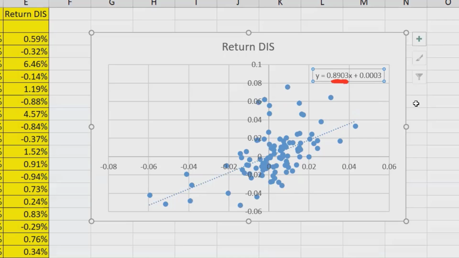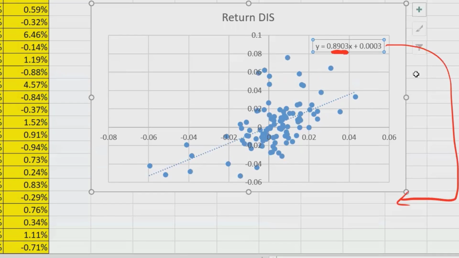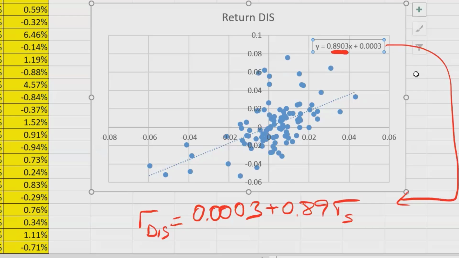So I can rewrite this equation as follows. Return of Disney is equal to 0.003 plus 0.89 times S&P 500. So the coefficient of S&P 500, 0.89, is the beta of Disney. It is less than 1, which means Walt Disney is less risky than the market.